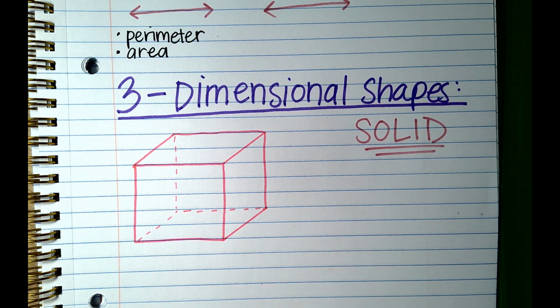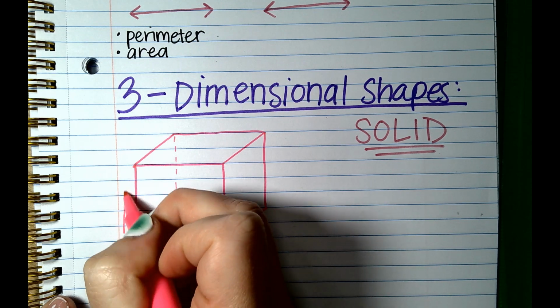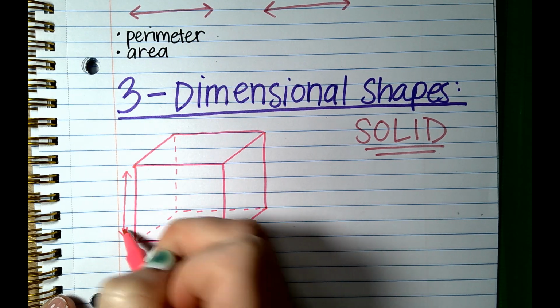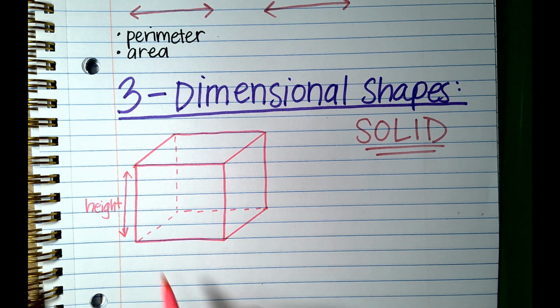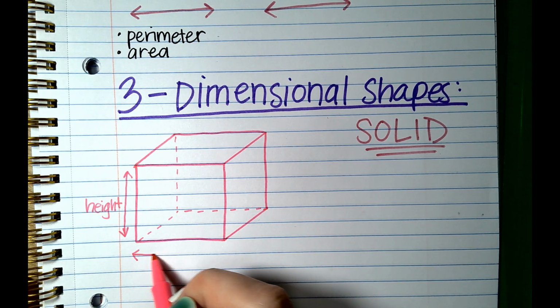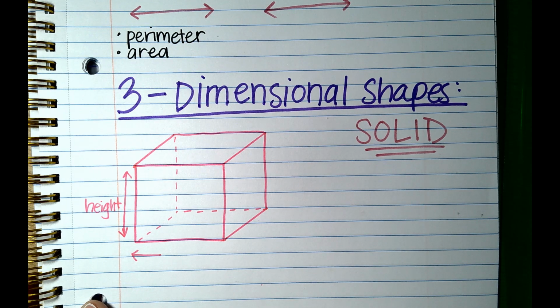This has more than just two measurements. Now we have height, and I don't know what I want to call that. Maybe the length of it. We usually say base, but I'm going to say length.